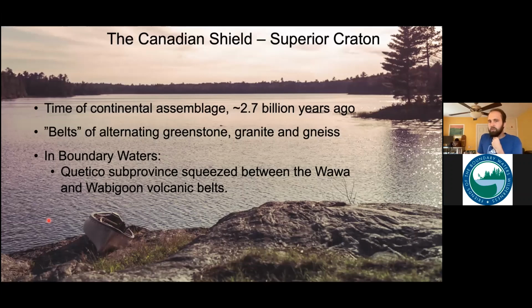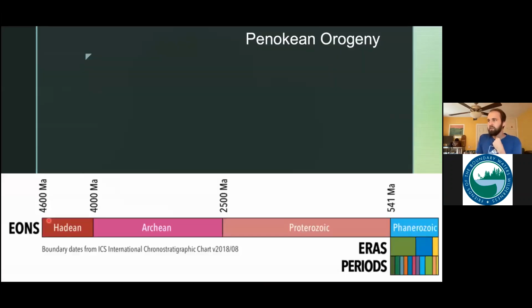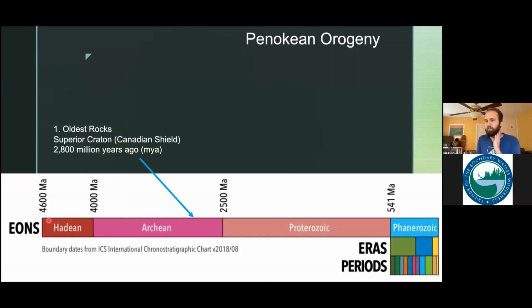So now we're going to move on to the Penokean orogeny, which I'll define what that word means in a second. But yeah, we just went through the oldest rocks in the Superior Craton. Now we're going to jump forward 1 billion years to the next major geologic event, where we get these iron formations.